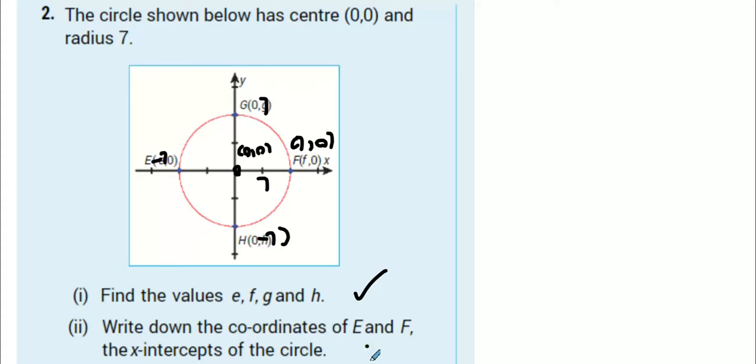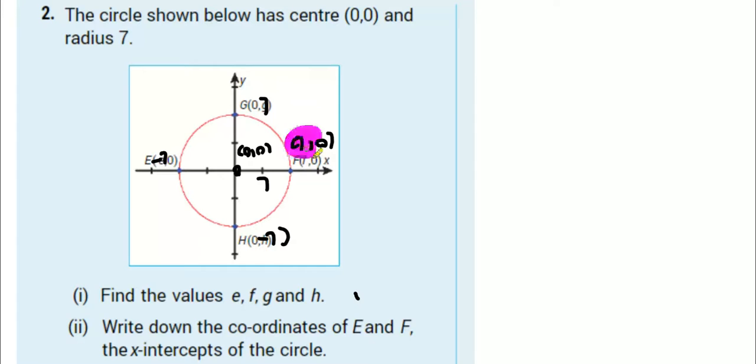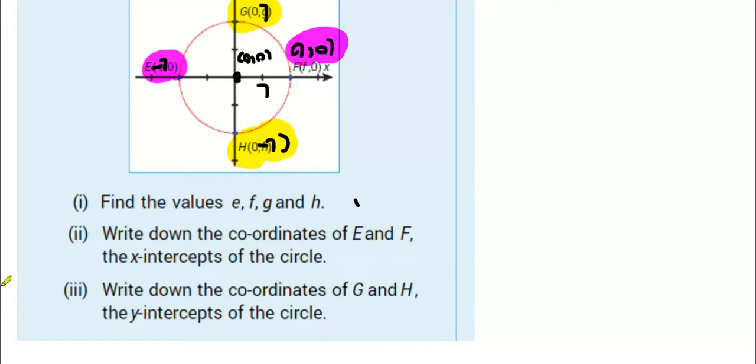I think we got everything we wanted here. Write down the coordinates of the x-intercepts. Which ones are the x-intercepts? 7, 0, and -7, 0, where it crosses the x-axis. Which ones are the y-intercepts? 0, 7 and 0, -7. All right, done.